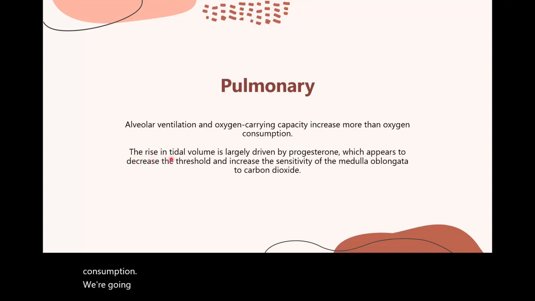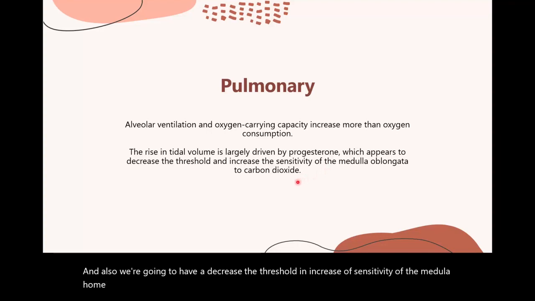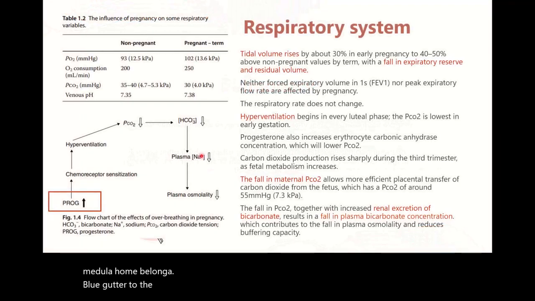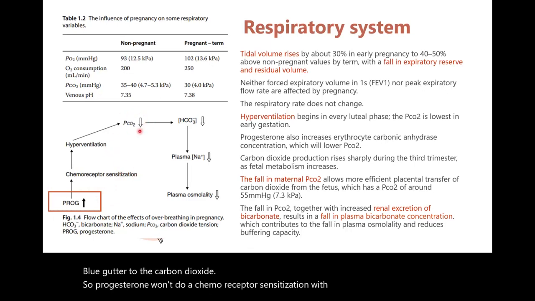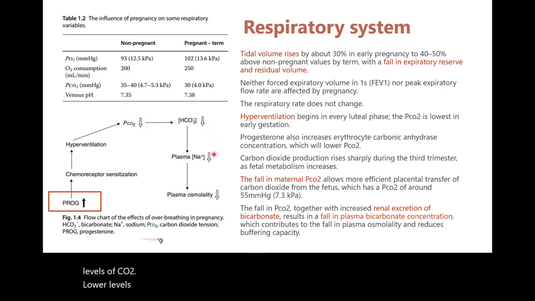We're going to have a rise in the tidal volume, and that will be driven by the progesterone also. And also we're going to have a decrease in the threshold and an increase of sensitivity of the medulla oblongata to carbon dioxide. So progesterone will do a chemoreceptor sensitization with hyperventilation, with lower levels of CO2 and lower levels of bicarbonate. We're going to decrease plasma sodium and plasma osmolarity.